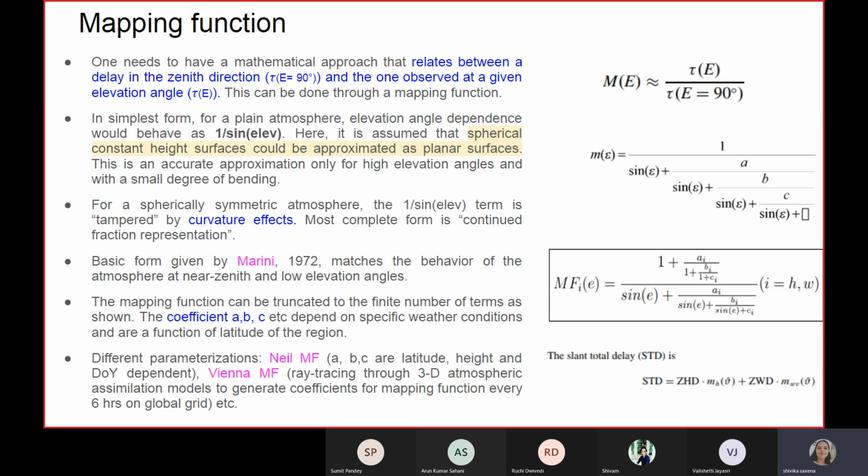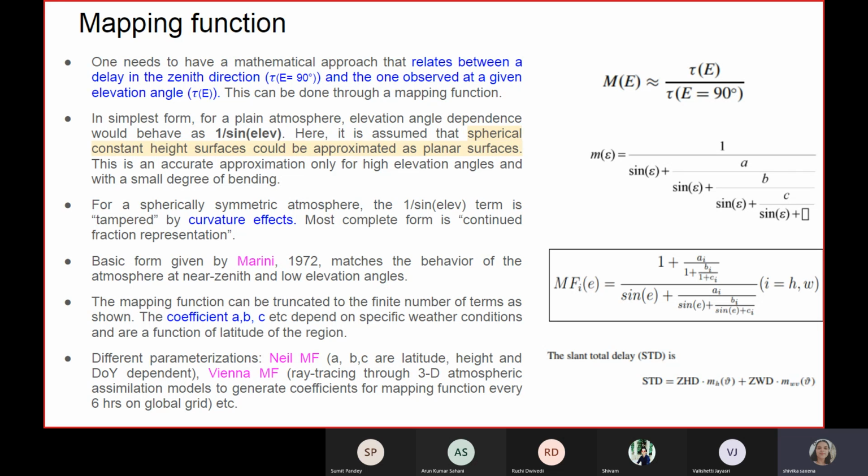We have two types of delays, hydrostatic and wet. So there is a different mapping function for each type of delay. For wet, we have the wet mapping function. For dry, we have the dry mapping function. That is represented by small i in the third equation. Small e represents the elevation angle, and a, b, c are the coefficients dependent on weather conditions and latitude of the region. So there are different parameterizations used for the mapping function.